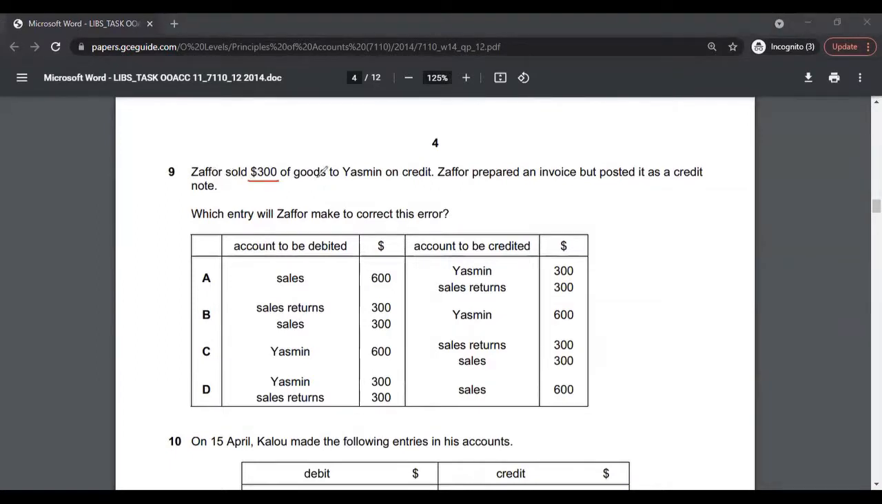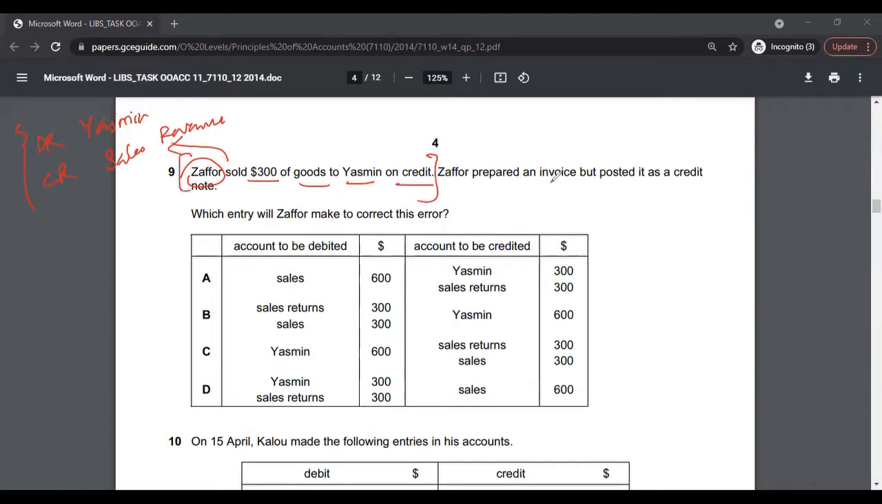Zafur sold $300 of goods to Yasmin on credit. So if you want to have the entry of this, there is going to be a debit and a credit. Yasmin is an account receivable, right? Because the goods have been sold on credit, and then sales revenue, because Zafur would have made money. So in Zafur's book, this would be the entry, just for this line.